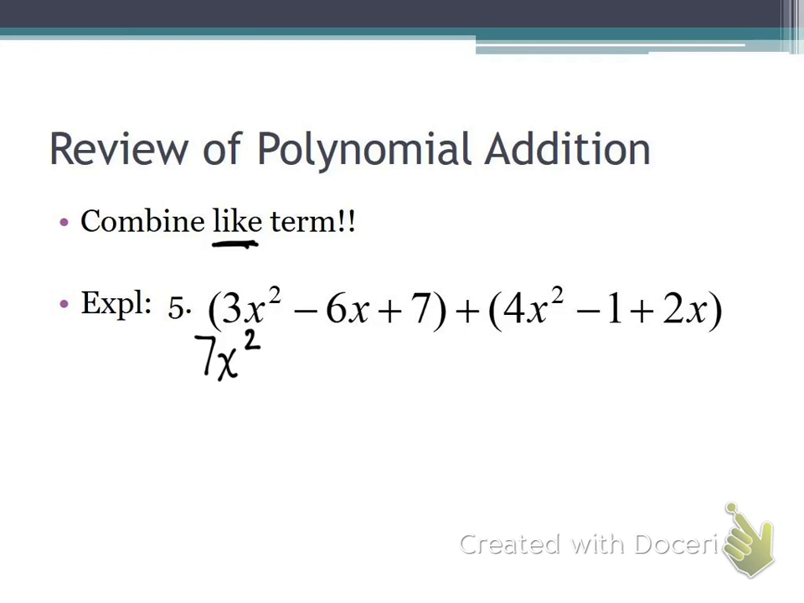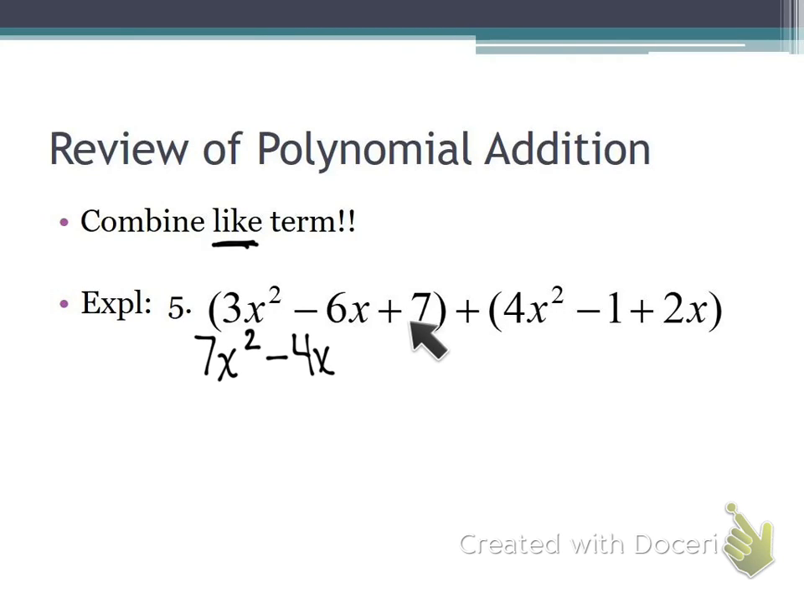Squared. Combining like terms does not change your exponent. Keep the same exponent. The negative 6x can be added to the positive 2x. If we have a negative 6x plus positive 2x, we get negative 4x.